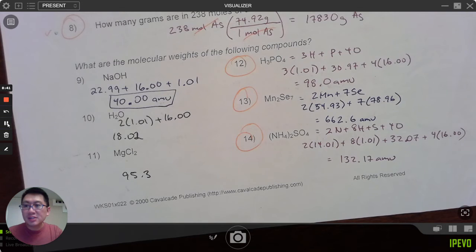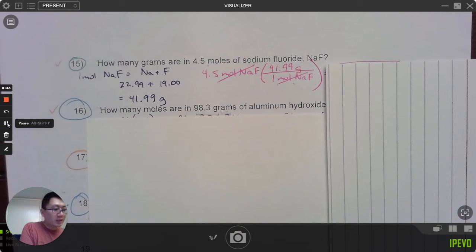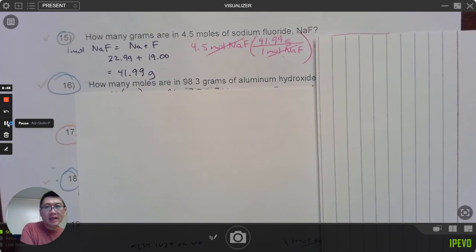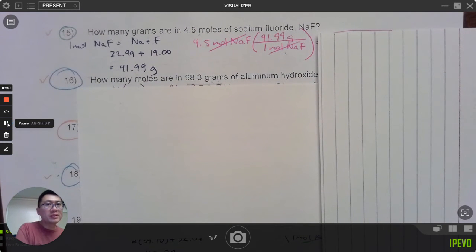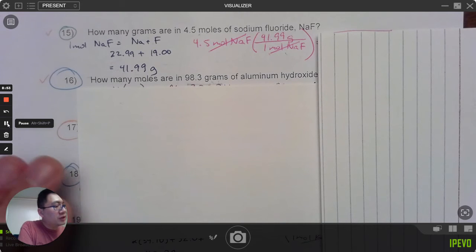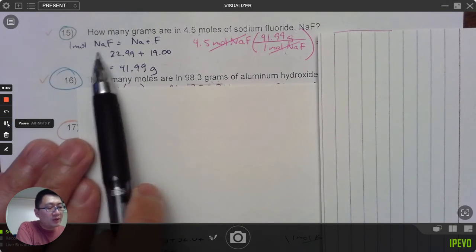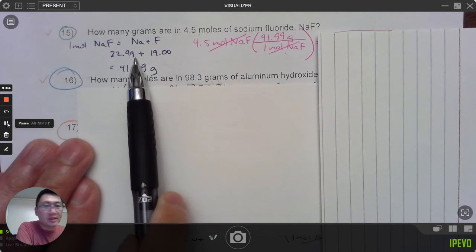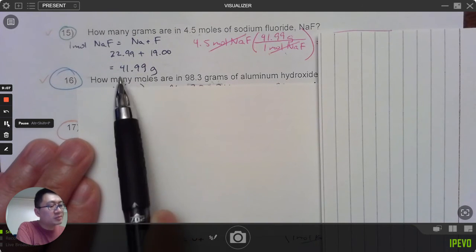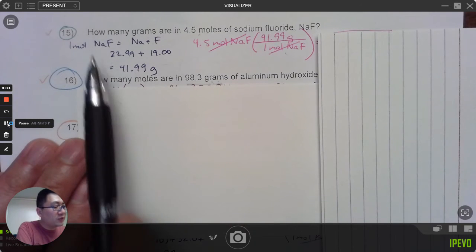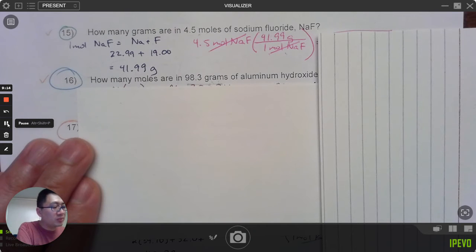Okay, let's look at side 2 of this thing, starting with question number 15. How many grams are in 4.5 moles of sodium fluoride? To figure that out, I need to figure out how much 1 mole of sodium fluoride weighs. So that's 1 sodium and 1 fluorine. Sodium on a periodic table is 22.99. Fluorine on a periodic table is 19. Adds up to 41.99. So 1 mole of sodium fluoride weighs almost 42 grams, 41.99.